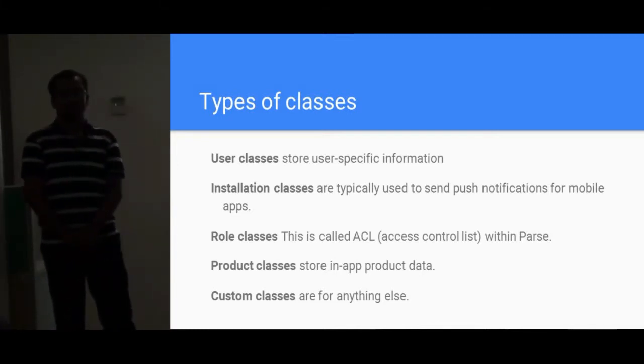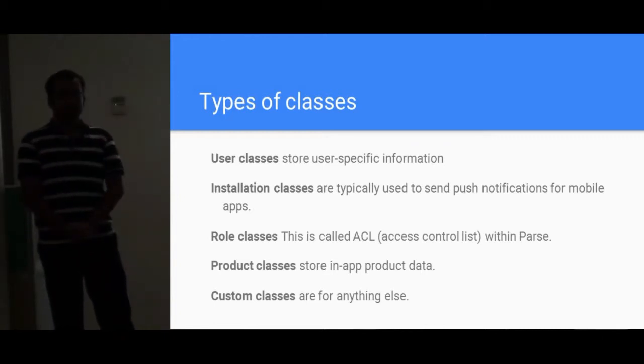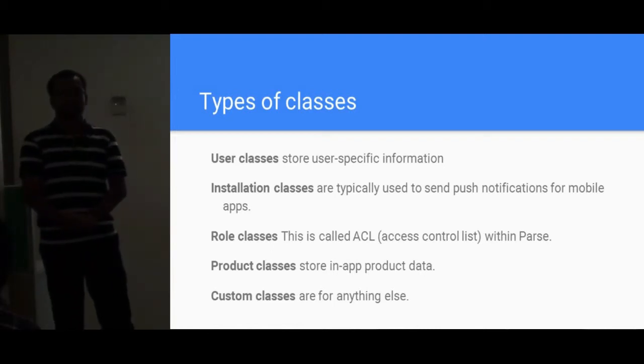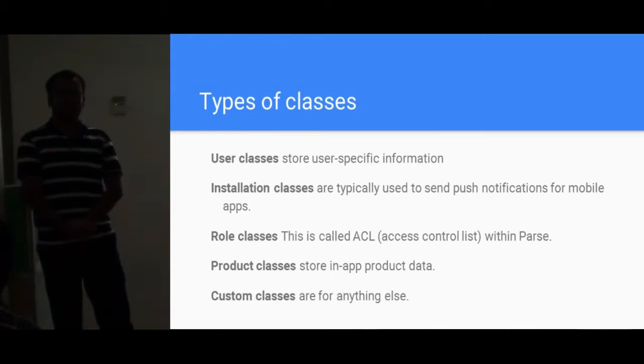This class is typically used for sending push notifications to mobile devices. With the role class, you can assign a specific role to each user to control access to tables. Then the product class, which is used to store in-app product details. Then custom classes, where you can create your own classes for your application's purposes.